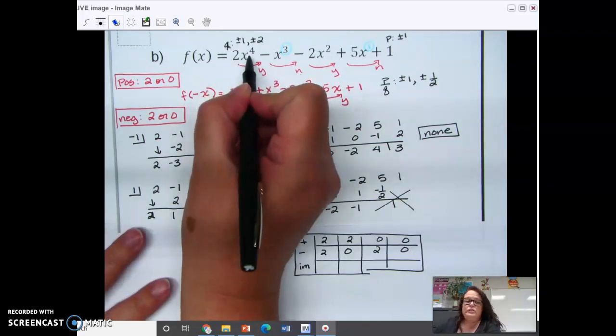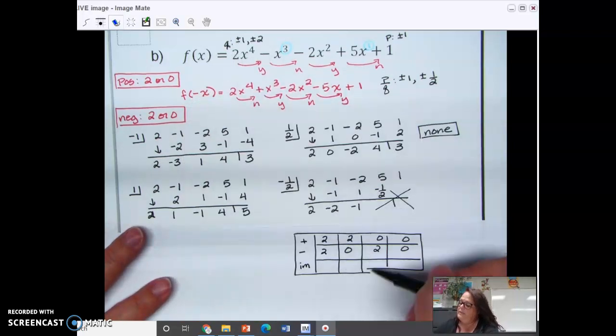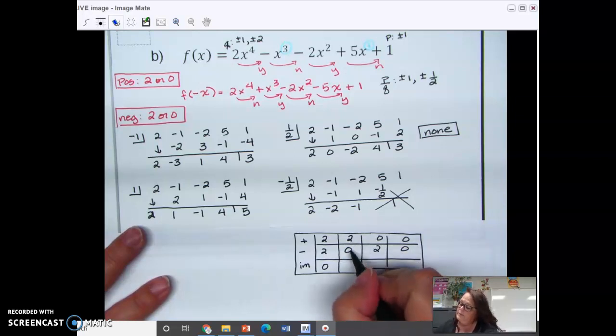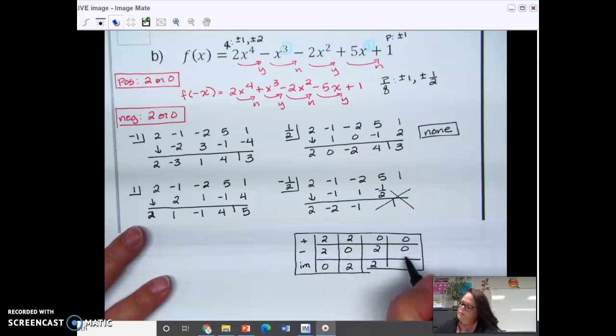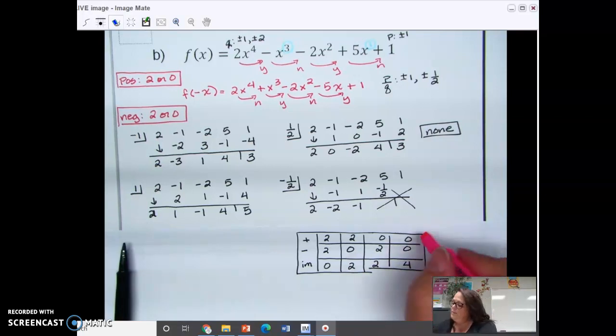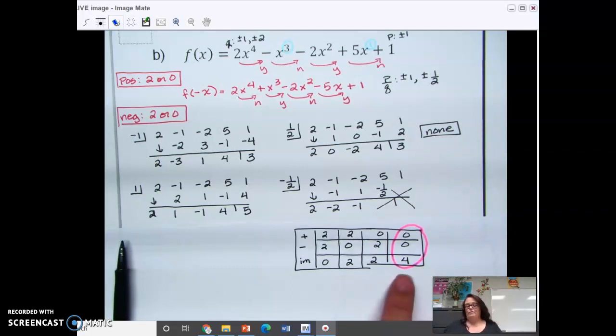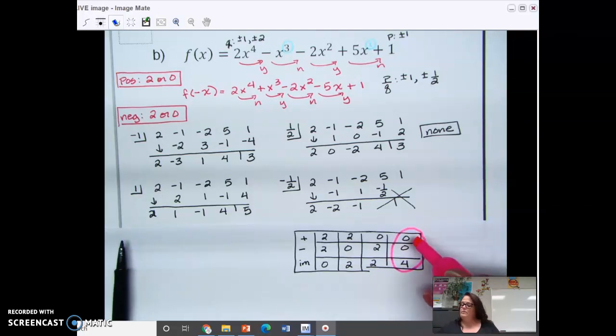So my degree is 4. So every one of these has to add up to 4. So 2 plus 2 plus 0 gives me 4. 2 plus 0 plus 2 gives me 4. 0 plus 2 plus 2 gives me 4. And 0 plus 0 plus 4 gives me 4. So in this case, we may have this situation where I don't have any real answers, but I have 4 imaginaries. And I'm saying we might because it might actually have an irrational solution instead of an imaginary solution. But it's a possibility. I have no positives, no negatives, and I have 4 imaginaries.